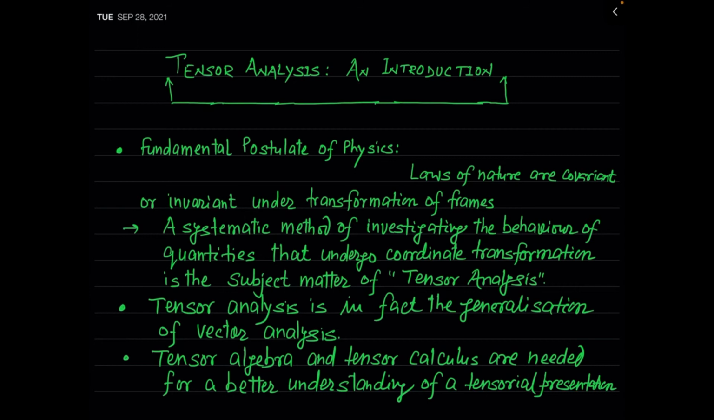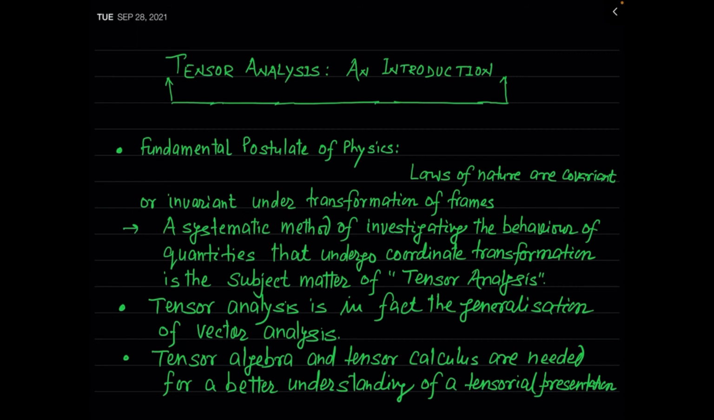So after the advent of the general theory of relativity, it was proved that tensor analysis is indispensable, or essential, for the treatment of the general theory of relativity. And so after that this branch of mathematics became very popular, and its use in different branches of physics, as I have told you earlier, was actually started.